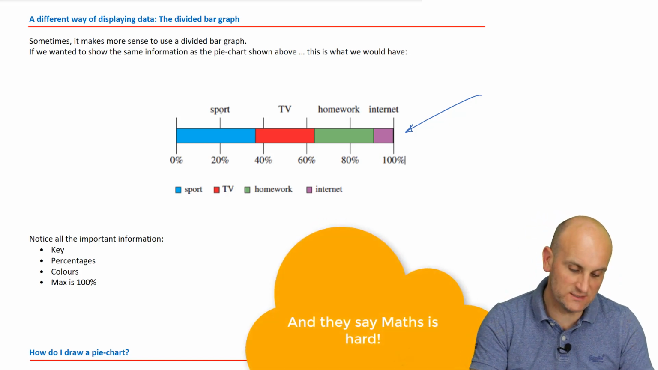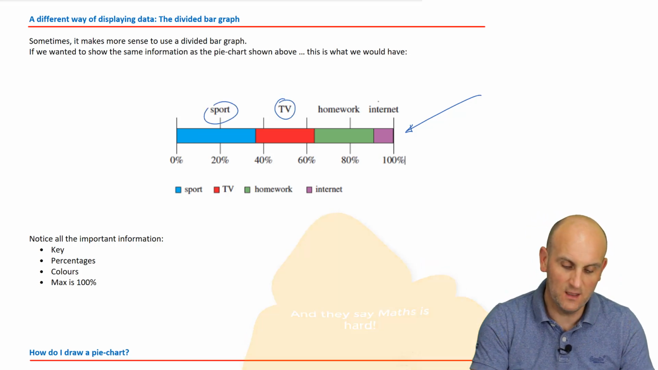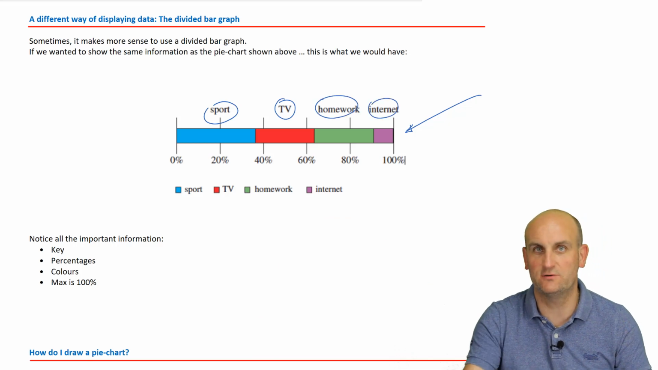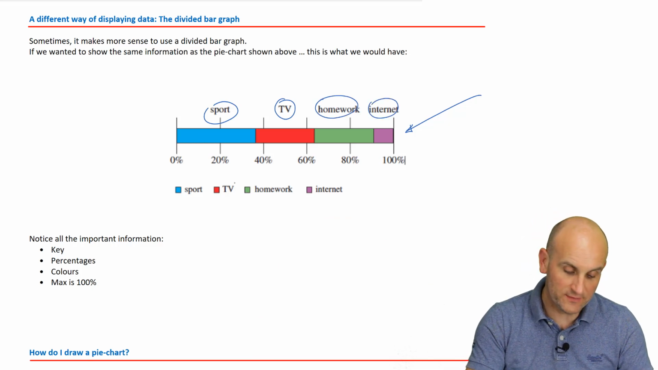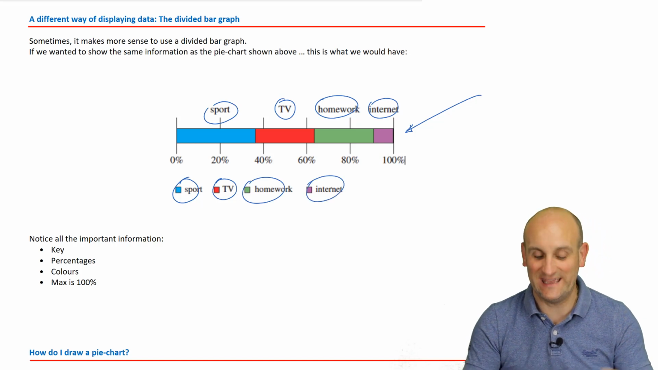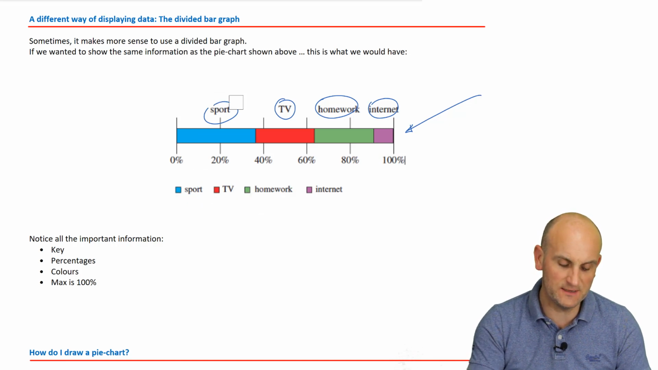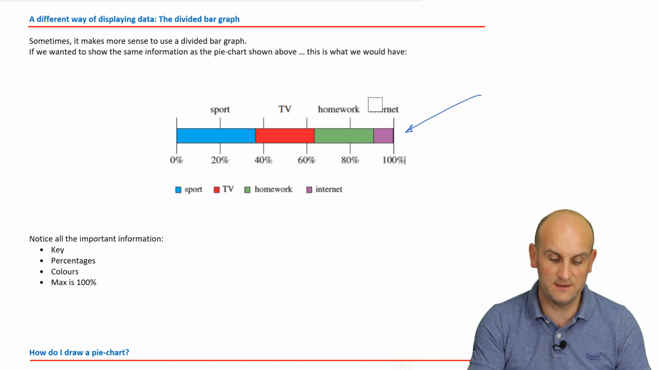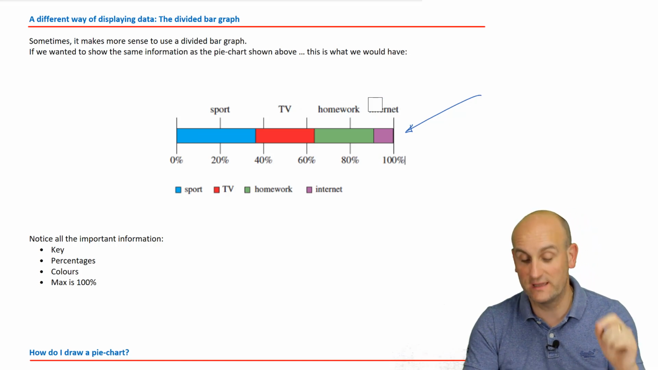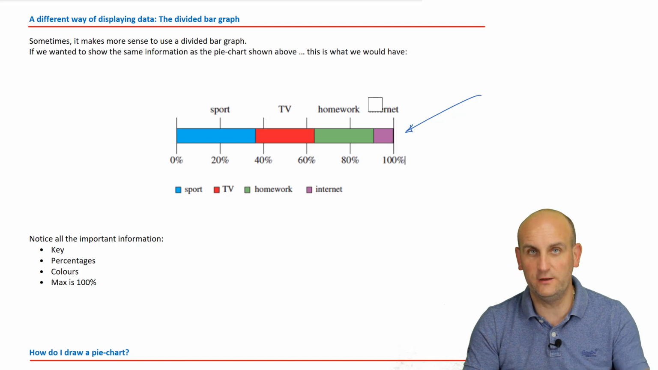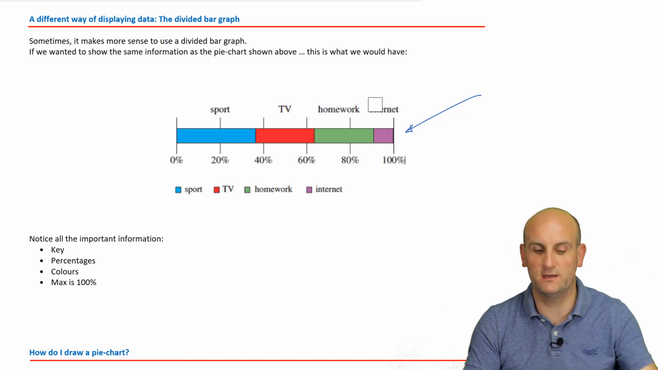Well, once again, what do we notice? We've got sport, TV, homework, internet. Same 4 categories we have below. We have a key that basically tells what each of the colors means. And keys are really important. Remember, when we did the lesson on stem and leaf diagrams, we decided probably the most important thing for a stem and leaf diagram is in fact the key. What other thing do you see on this divided bar chart?